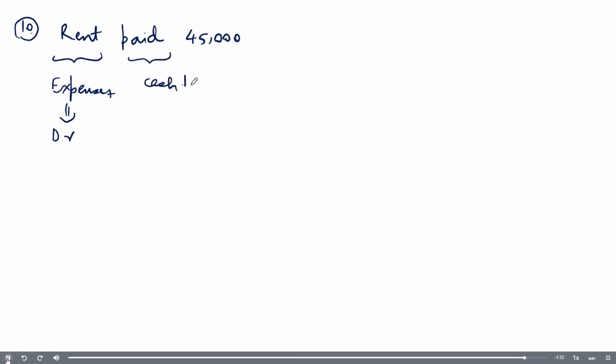Next, rent paid 45,000. Now rent is an expense. Expense is increasing. So whenever you incur expense or it increases, you have to debit. Payment is by cash. Cash comes down. Asset comes down. Whenever asset comes down, you will credit the asset. Rent account debit to cash.